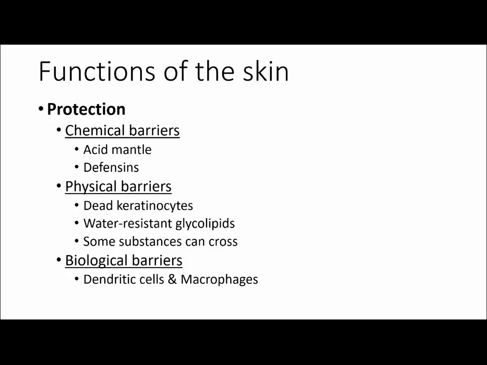So in addition to acting as a chemical barrier and a physical barrier, it acts as a biological barrier. So we've talked about dendritic cells in our epidermis and macrophages in our dermis, and both of these guys are immune cells. So we have immune cells that are right there on the surface of our body, in our skin, that are there to patrol and engulf anything that shouldn't be there. And once they encounter something that shouldn't be there, they go on to our lymph nodes to initiate the appropriate immune response.